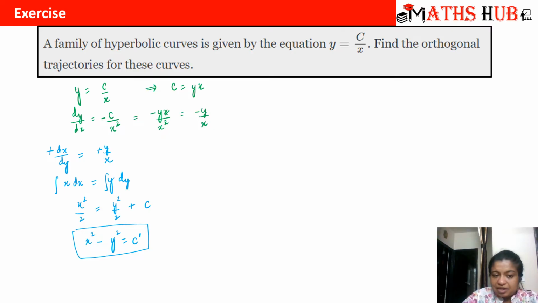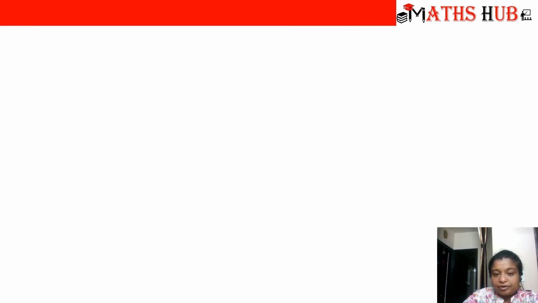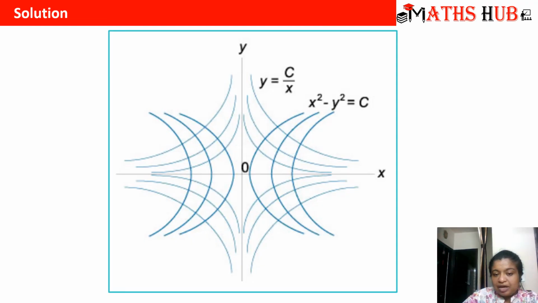So I hope the method is clear to everyone. So now let's move on to the next exercise. Here is the diagrammatic representation of the previous question. You can see that the given family of curves was y is equal to c by x, and the faint blue lines are representing the curves y equal to c by x, and the dark blue lines are the hyperbolas x square minus y square equal to c. You can clearly see that the new family of curves is orthogonal to the given family, right?